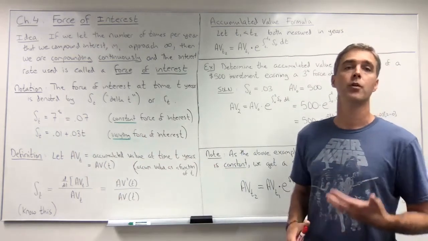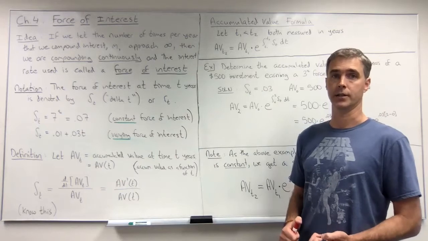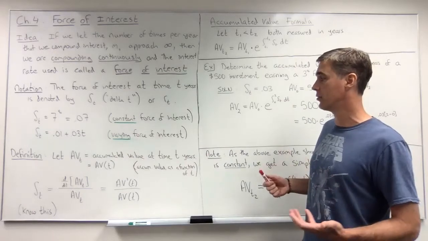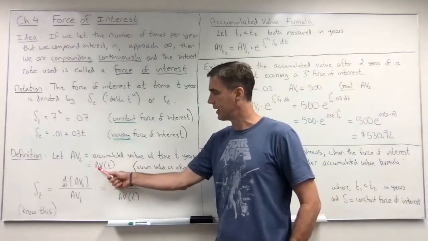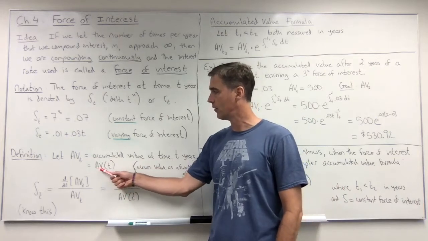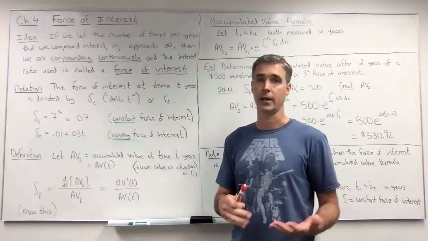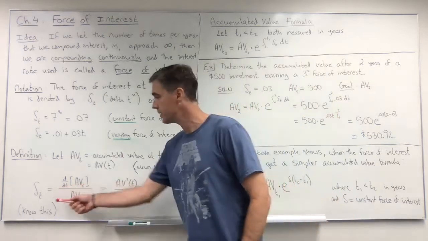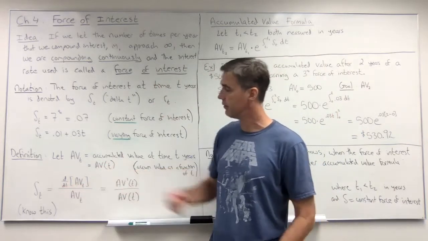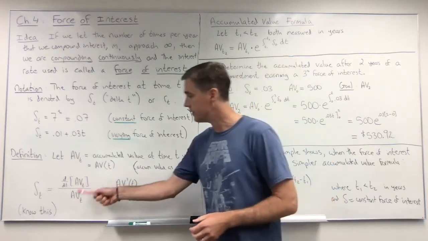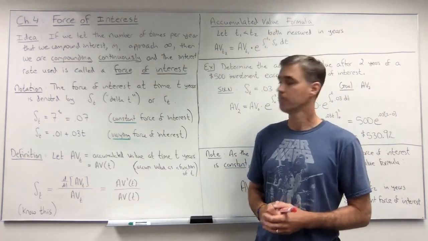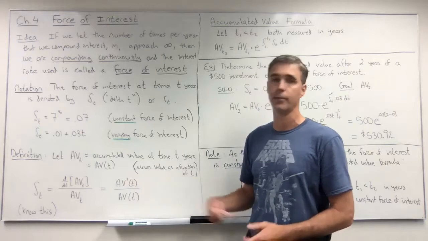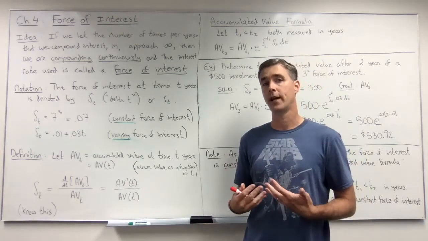Now, it's important to know what the definition of the force of interest actually is. You must know this. So let's let AV sub t be the accumulated value at time t years. And I can also denote that as AV parentheses t to indicate that the accumulated value is a function of time. At different times, you'll have different accumulated values. So you can use either one of those. The definition of the force of interest is a fraction. It's the derivative of the accumulated value at time t divided by the accumulated value at time t. Or, said the exact same thing with different notation, it'd be AV prime of t divided by AV of t. This is a somewhat natural definition.